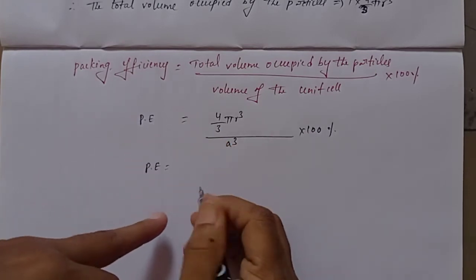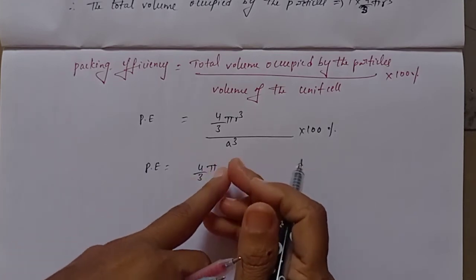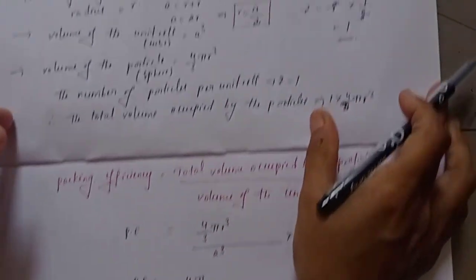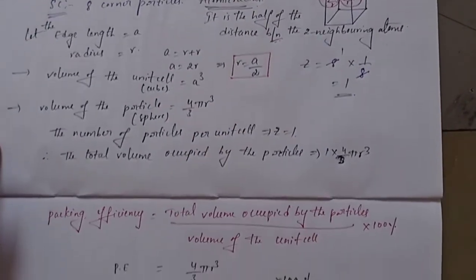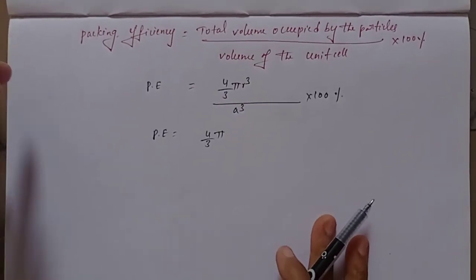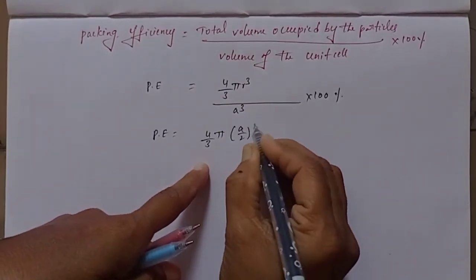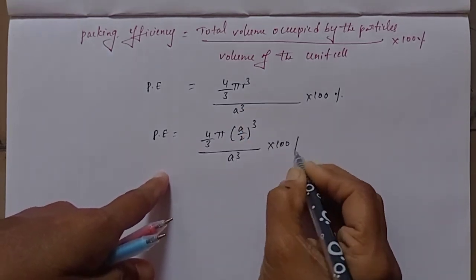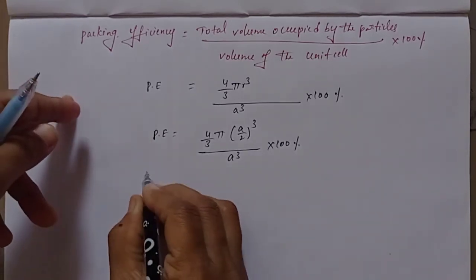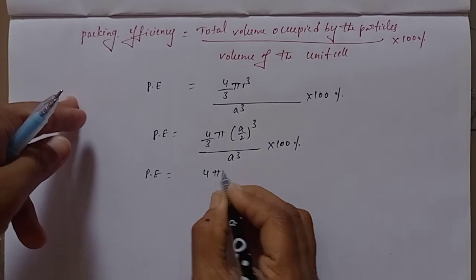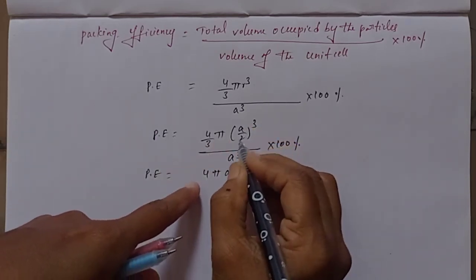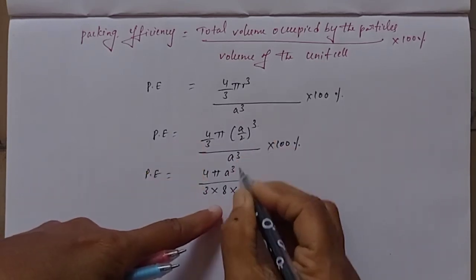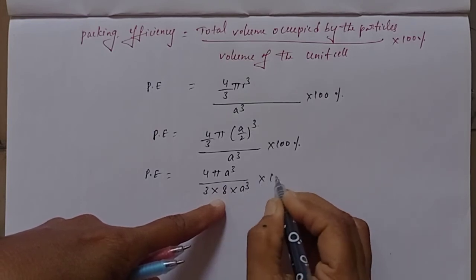So packing efficiency is equal to 4/3 π, and the r value, how much, students? Radius r is equal to a/2. So substitute the r value here: (a/2)³ divided by a³, into 100%. Then packing efficiency is equal to 4πa³, as it is. Here in the denominator 3 is there and 2 cube is there, 3 into 2³ means 24. Here already the denominator a³ is there, into 100%.